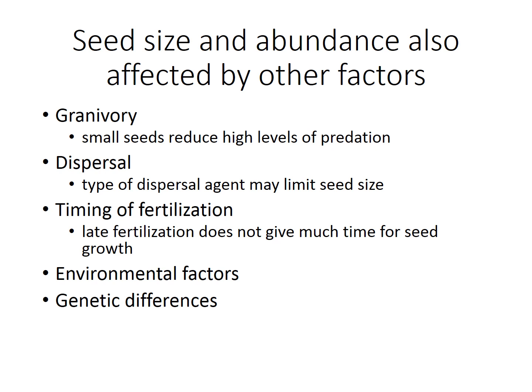We also see things like the timing of fertilization can matter for how large seeds are produced. So it might not always be a straightforward seed size, seed abundance trade-off. Especially if there's late fertilization, then the seed doesn't have enough time to grow before the end of the season. Other environmental factors can also play a role, and there can even be genetic differences within species.